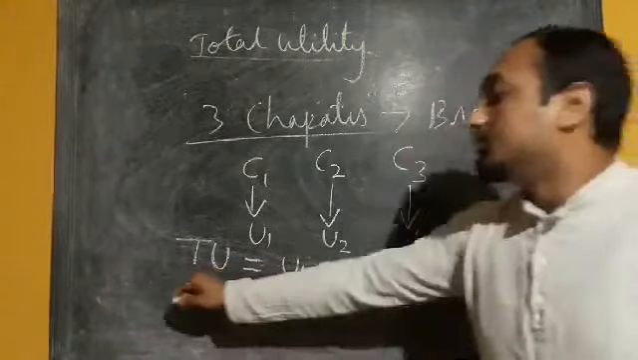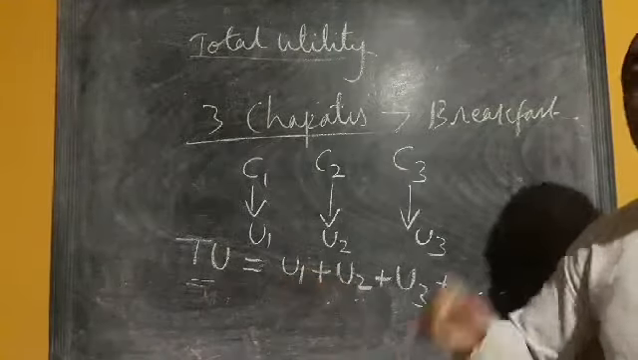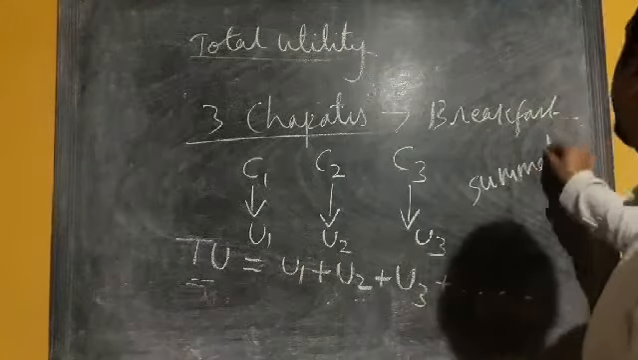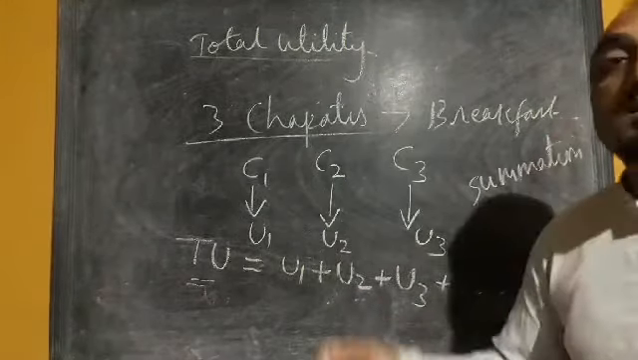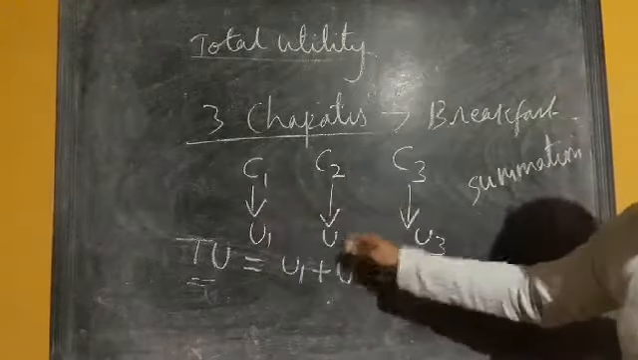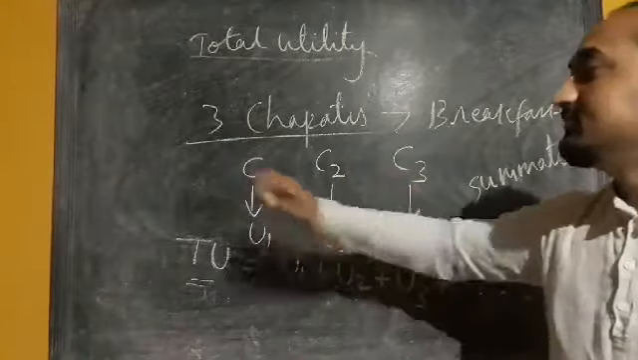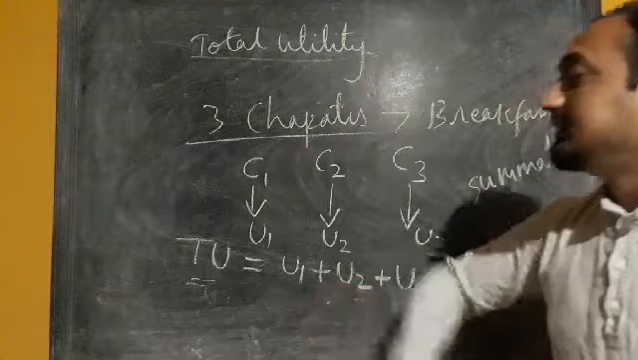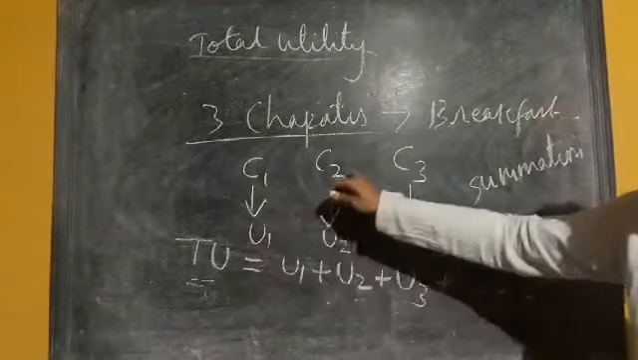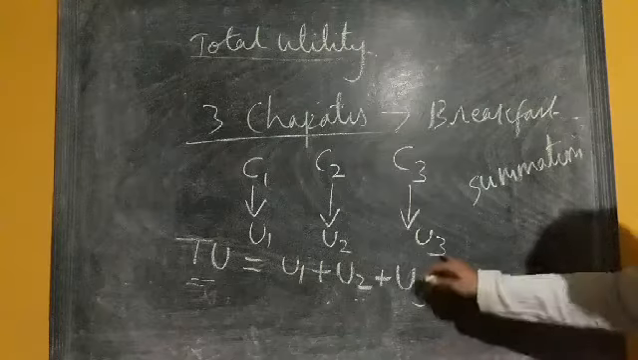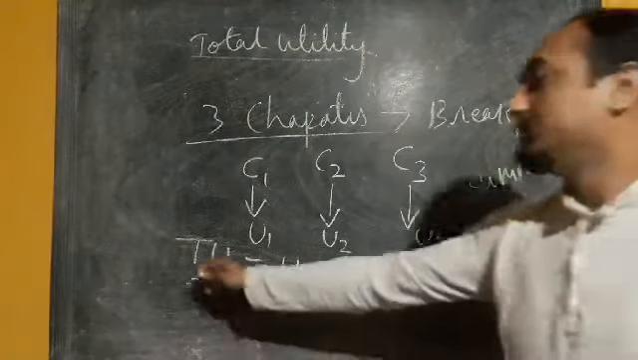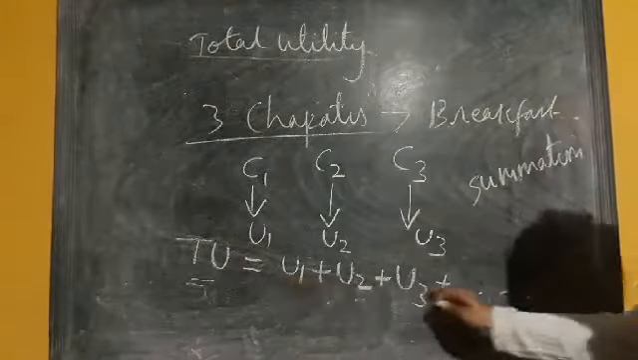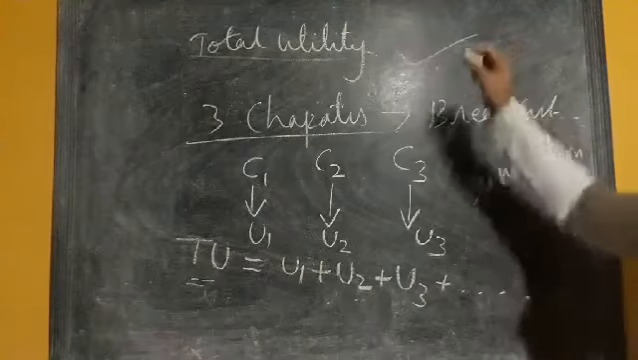So we can say that total utility is the summation, meaning addition, of utility derived from different units of commodity. Here I have considered C1 first chapati, C2 second chapati, C3 third chapati, and the utility obtained from the first chapati is U1, from the second U2, from the third U3. So if you are asked to find total utility, we have to add, sum up, the utility derived from different units. So this is the concept of total utility.